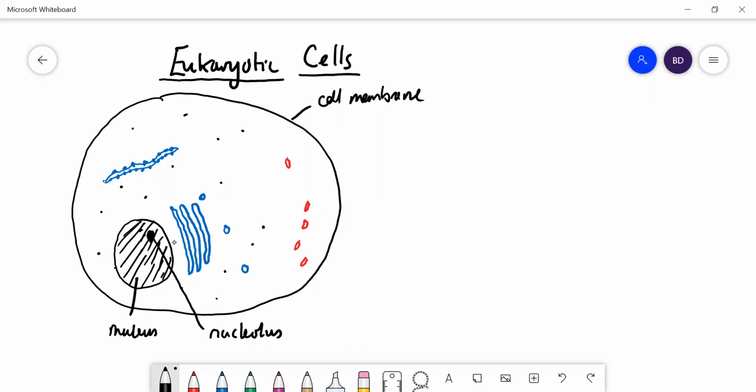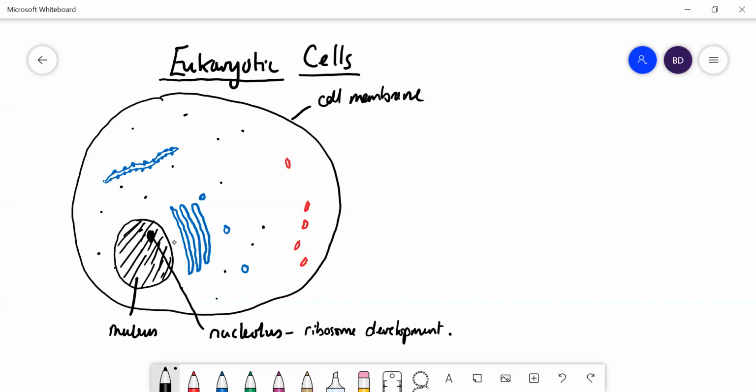And later on, people realized that it is to do with ribosome development, which we'll talk about in a minute. We'll talk about ribosomes in a bit.